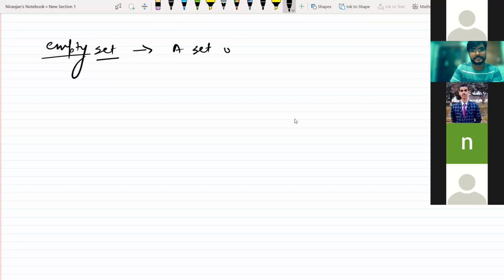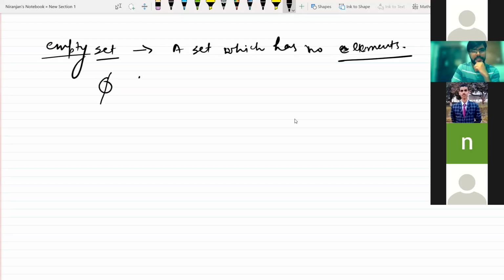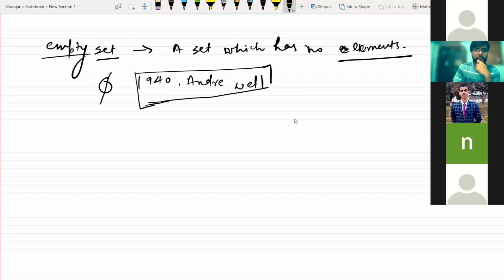Okay, fine. A set which has no elements. A set which has no elements is called an empty set, and the symbol of the empty set is something like this. It was given by Andre Weil in 1940. Andre Weil was a famous mathematician, from about 1906 to 1998, I guess. He was well known for this symbol as well.